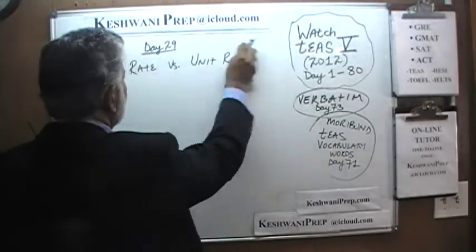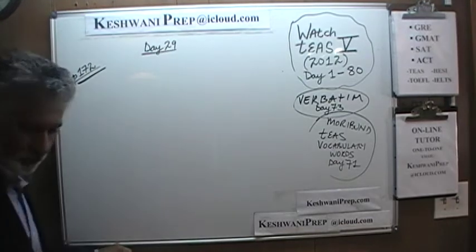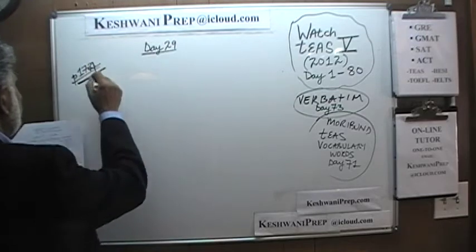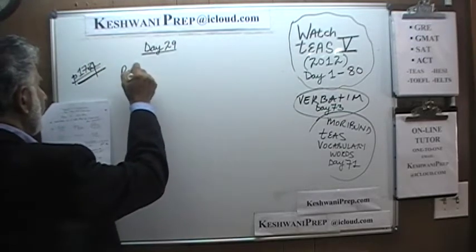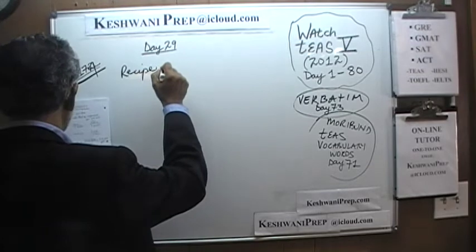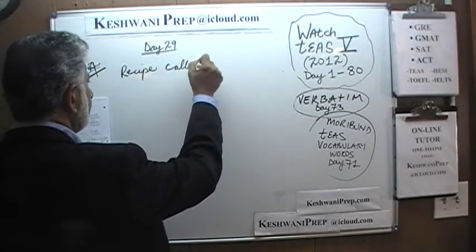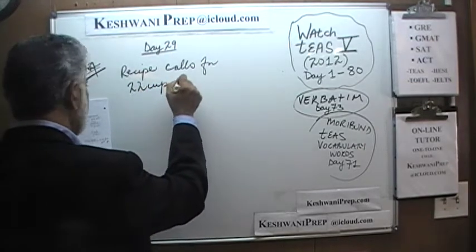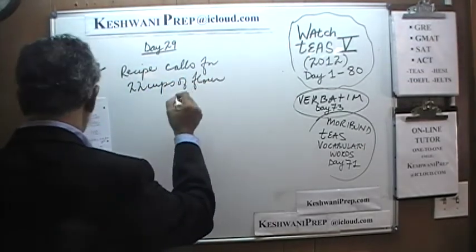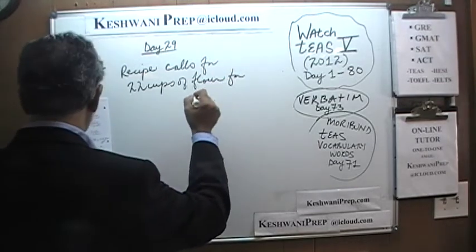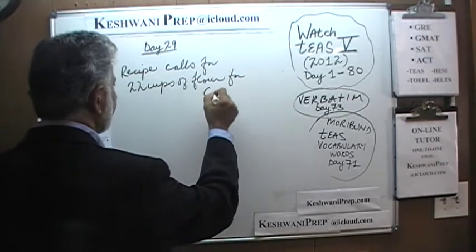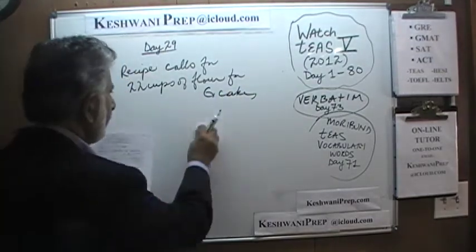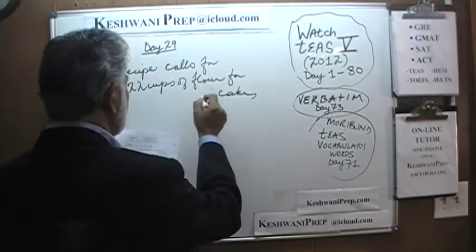Oh, I didn't mean to erase all of that, but it's too late. Let's do one more. This one comes from page number 174. It says the recipe calls for 22 cups of flour for 6 cakes.